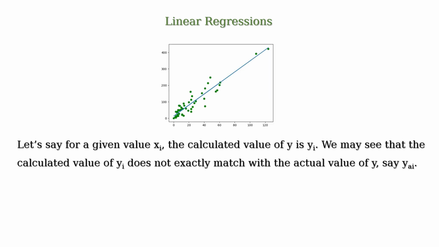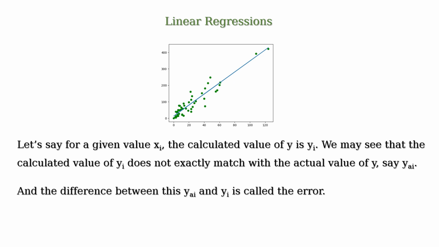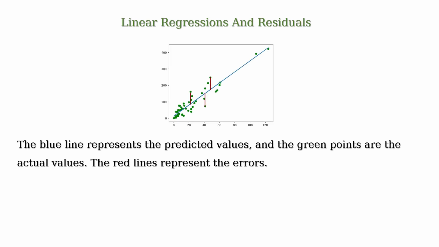So, let's say for a given value xi, the calculated value of y is yi. We may see that the calculated value of yi does not exactly match the actual value of y, say yai, and the difference between this yai and yi is called the error. From this graph, we can see this error. The blue line represents the predicted values and the green points are the actual values. The red lines represent the errors. These errors are called residuals.